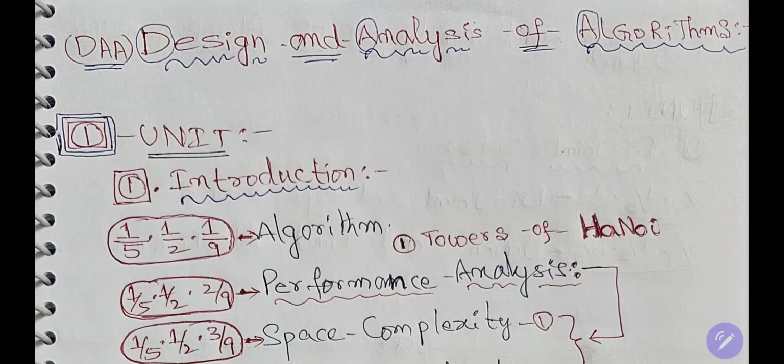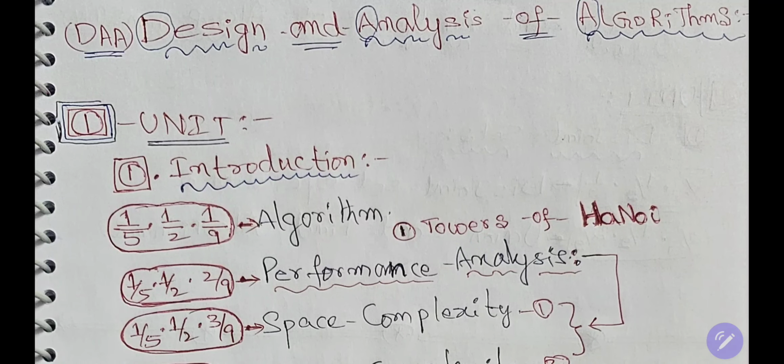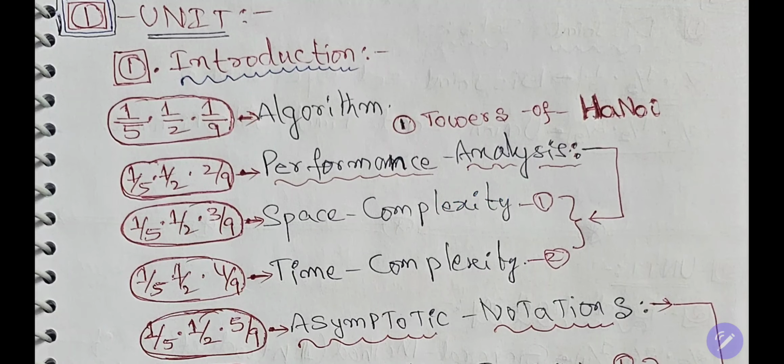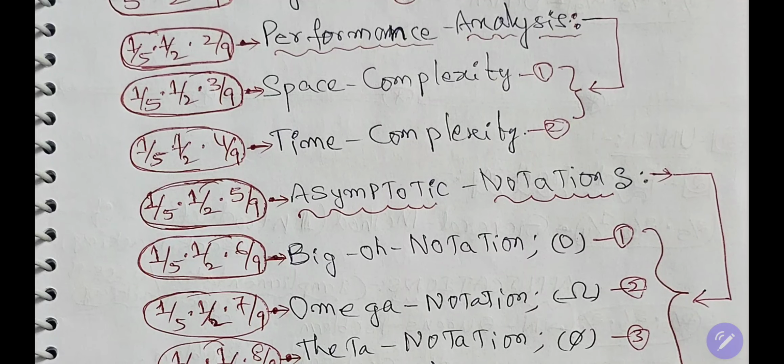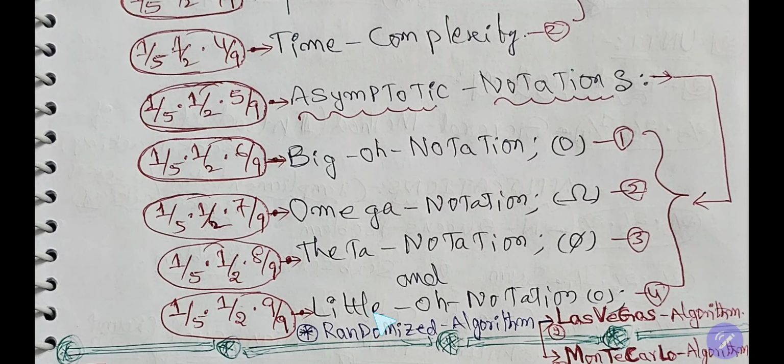Twisted questions may get. Here introduction, algorithms, towers of Hanoi, right? Performance analysis. This recurrence problem comes under towers of Hanoi. In performance, time complexity will be there and space complexity. And asymptotic notations, big O notation, omega notation, theta notation and little o notation. And the previous year this topic is the randomized algorithms.